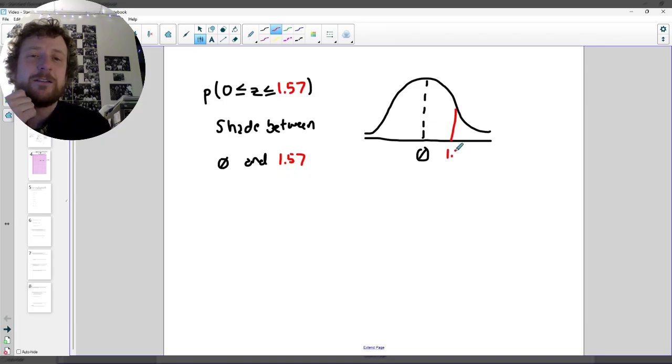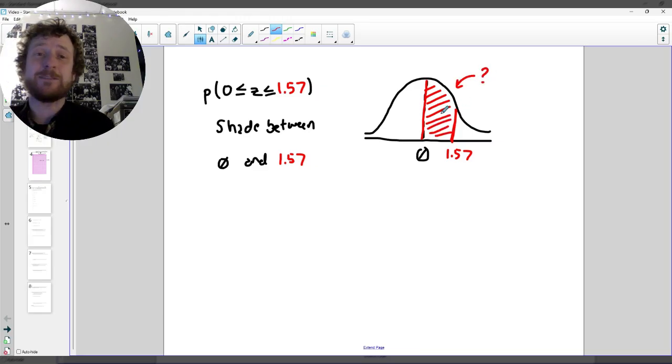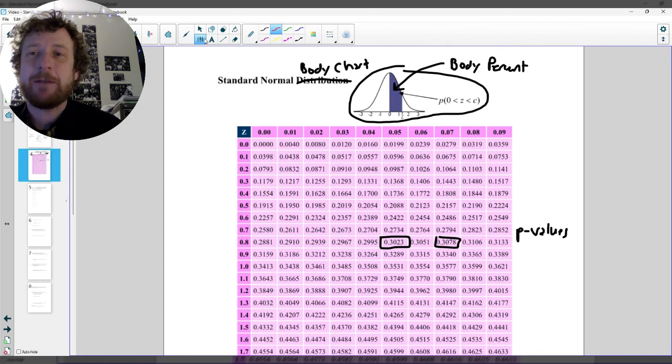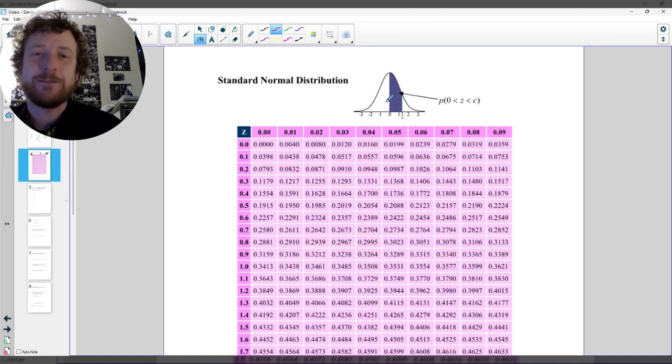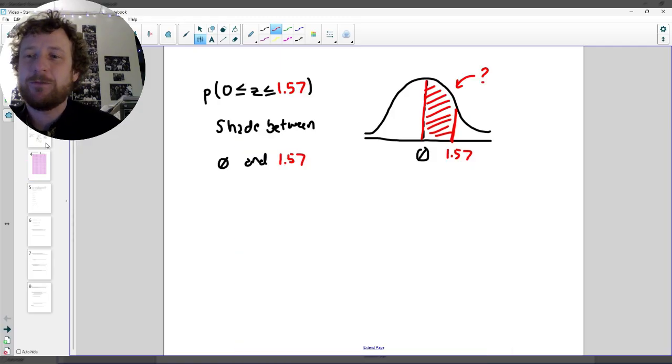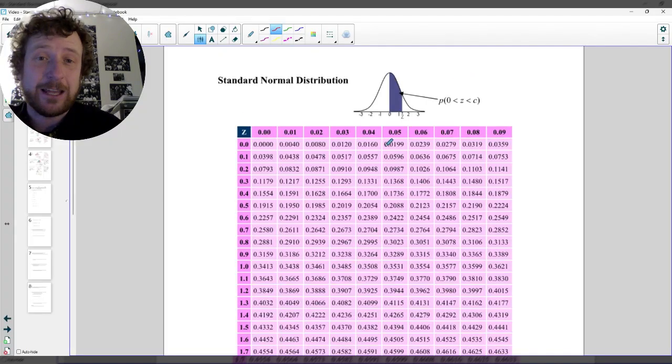If I have my chart laid out, I am going to shade from 0 to 1.57. And the question is, what percent is that? And what's really nice about this problem is that is exactly what our chart answers. That picture that I just drew is an exact match to this picture here. So if I look at that picture that I just drew, let me move my chart up. It matches. And so all I have to do is look up the number 1.57. This chart is telling me the percent from 0 to the number that I look up.